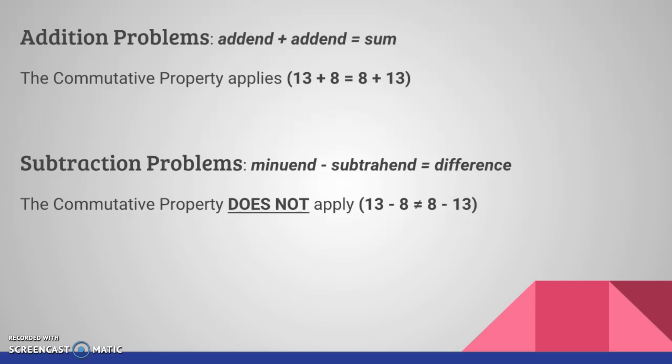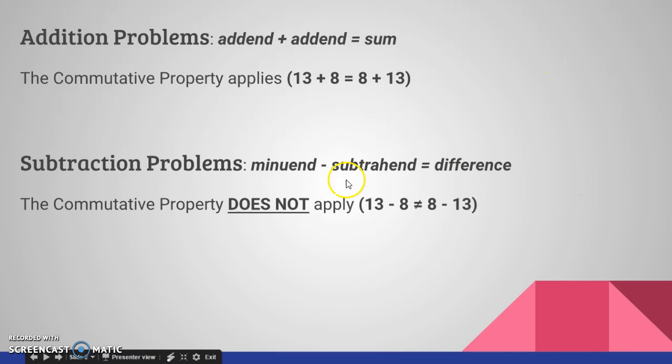To review a little bit, when we have an addition problem, the parts of the problem are an addend plus another addend is equal to the sum. And remember that the commutative property of addition does apply. We know that 13 plus 8 is the same thing as 8 plus 13.